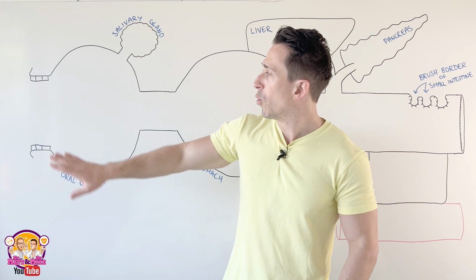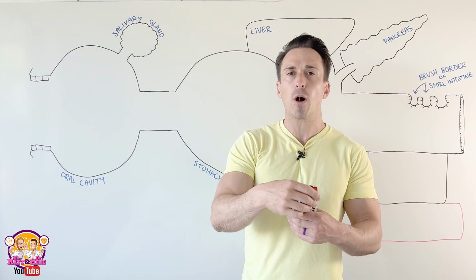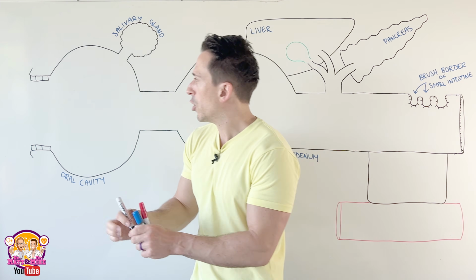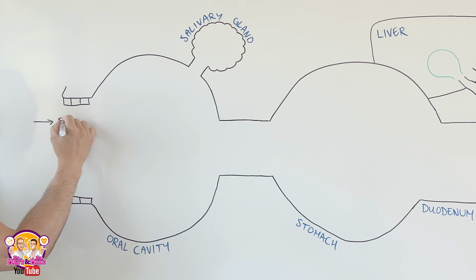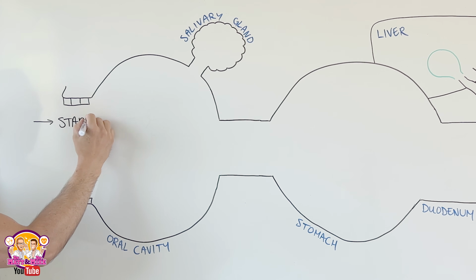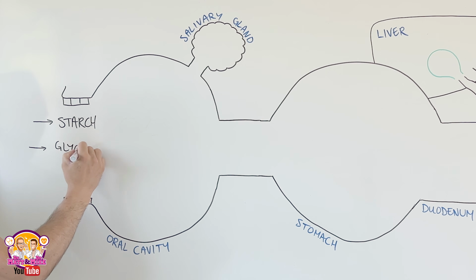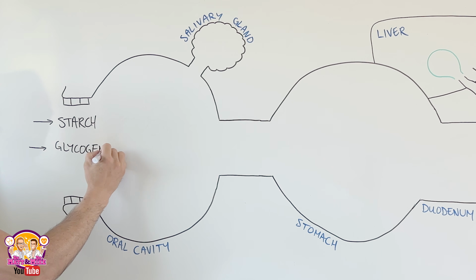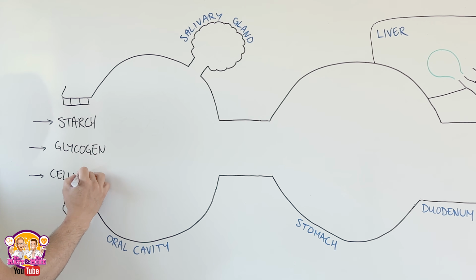But to begin, we need to talk about ingesting carbohydrates. So there's three major carbohydrates that we ingest. We ingest starch, we ingest glycogen, and we ingest cellulose. These are the three major types of carbohydrates that we take in.